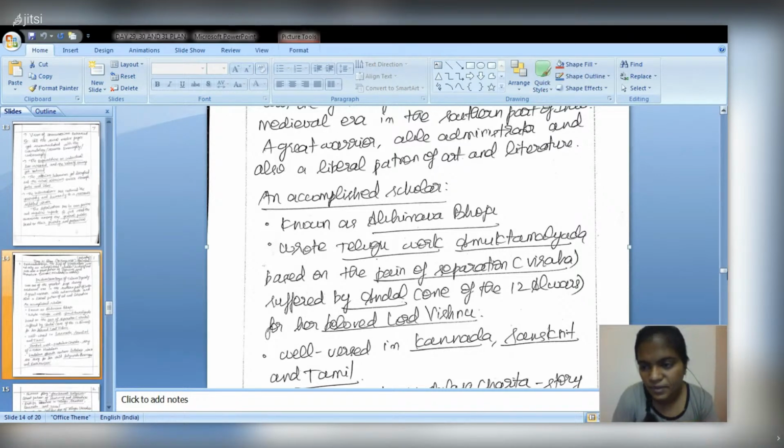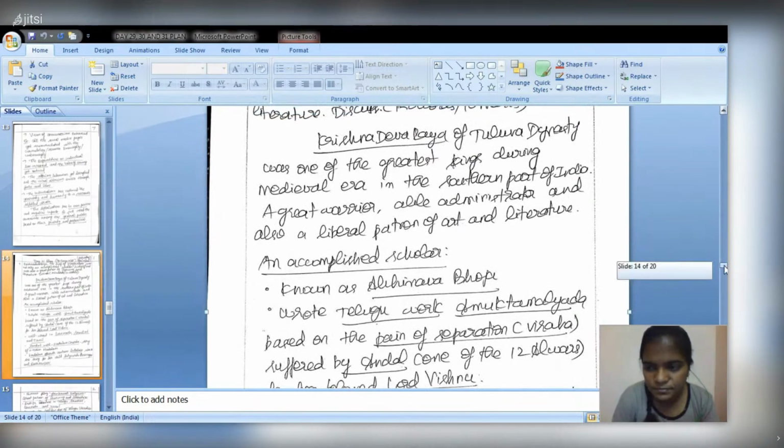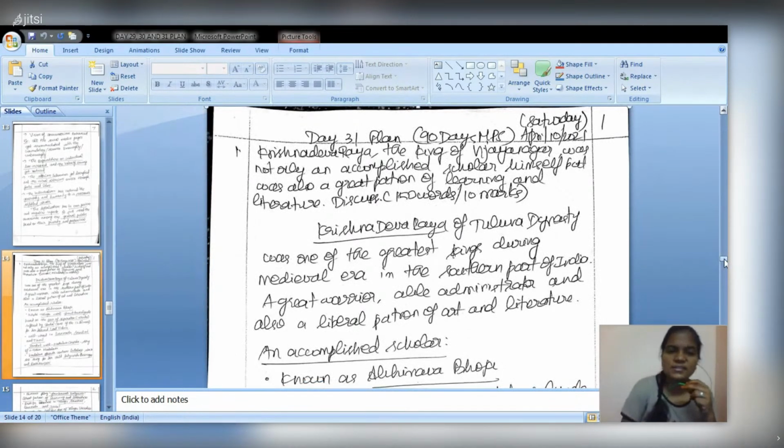Okay. At last we have come to the day 31 plan. The day 31 plan is based on art and culture. So the first question is about Krishna Deva Raya, the king of Vijayanagar, not only an accomplished scholar himself, but also a great patron of learning and literature. Discuss. A very, very straightforward question, because this question should be answered in two parts.